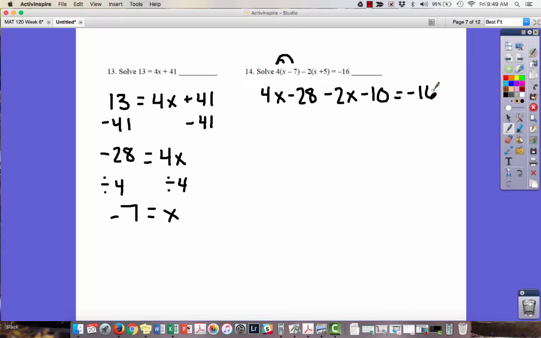So now I need to combine the things that are the same, the like terms. So I've got my x's here. If I have 4x and I go down 2x, well, 4 minus 2 is just 2. So I have 2 x's.